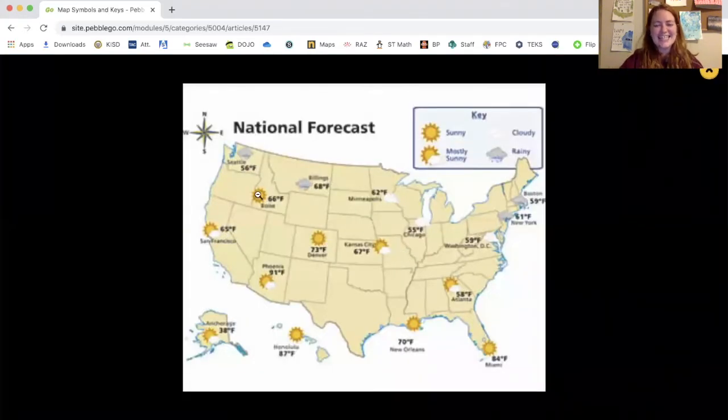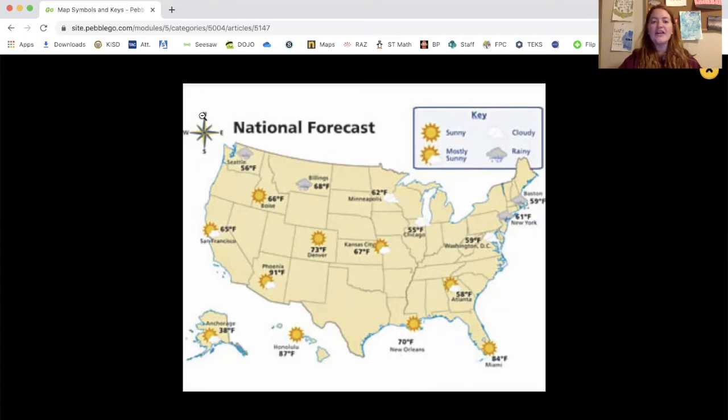Oh yeah, I see the suns. They stand for sunny weather. And in case I forgot, I can look at this key. Oh, but then they also have a sun with a cloud over it. Oh, like right here in Kansas City. I know that that stands for mostly sunny. I can see, in Seattle, it's raining.